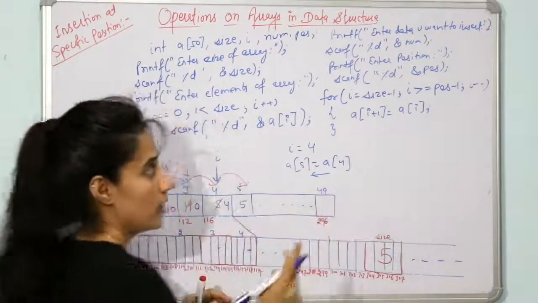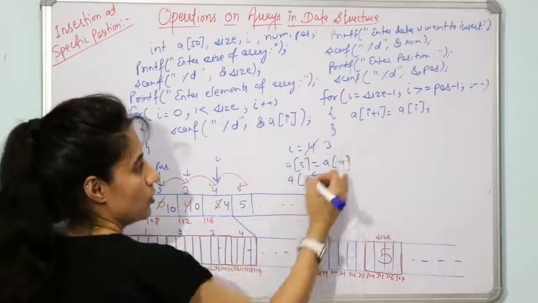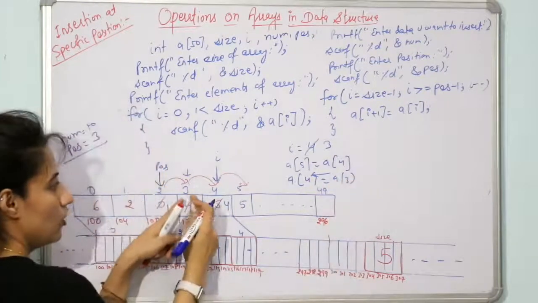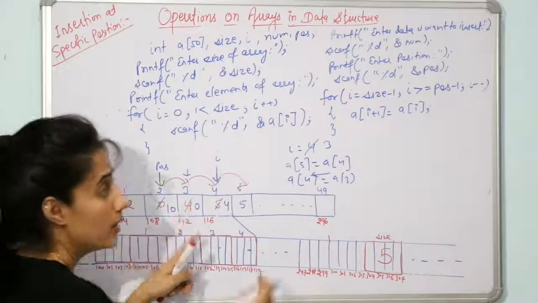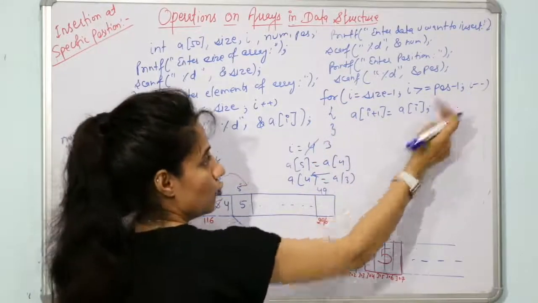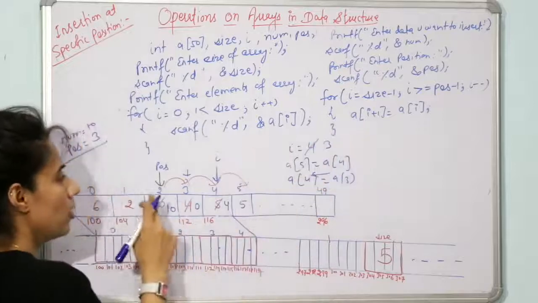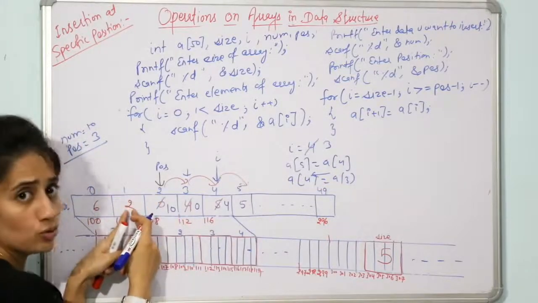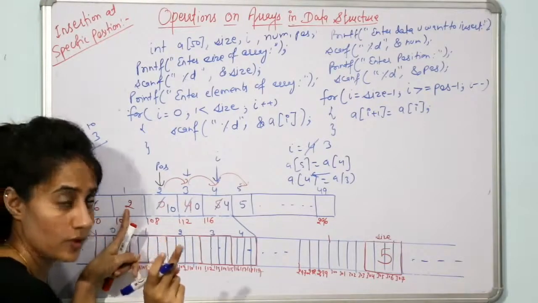Now again i minus minus, that is i would be 3. Now a of 3 plus 1, that is 4, is equal to a of 3. Now a of 3 value would be transferred to here. Now again a of 2 value would be transferred to here, fine. And when i becomes 2, then also fine. When i becomes 1, then 1 is not greater than or equal to 2. That is why we are going to stop, we are not going to swap this value, fine.